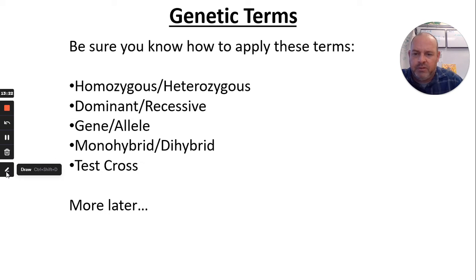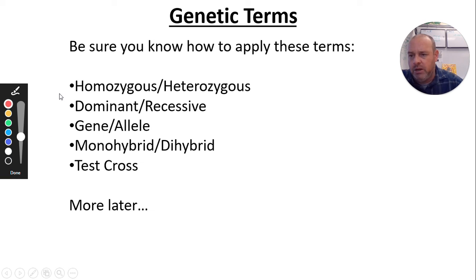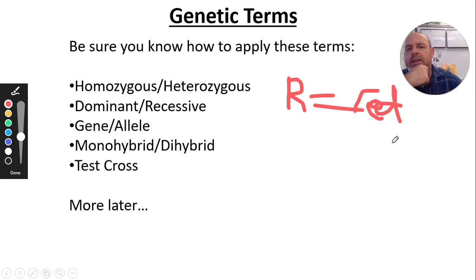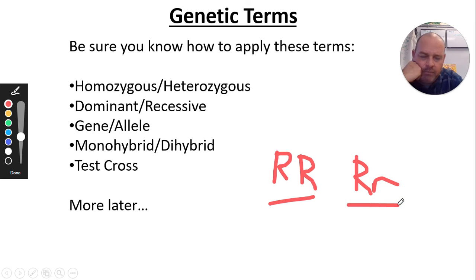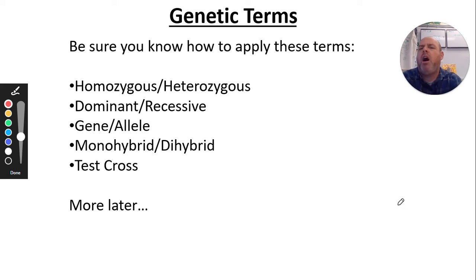Let's see if I can come up with an example for test cross. Let's do tomatoes. If you had two red tomatoes, and big R is red, and what if I handed you a red tomato? How would you know if that tomato was this or if that tomato was this? Would you really be able to tell by just looking at it? Probably not. So how could you do a cross and figure that out?